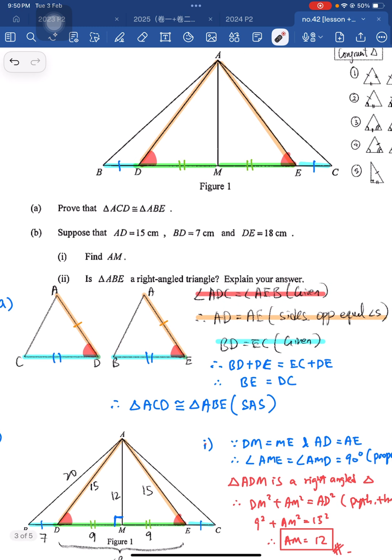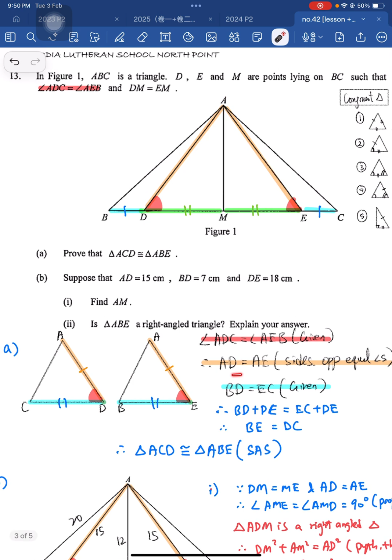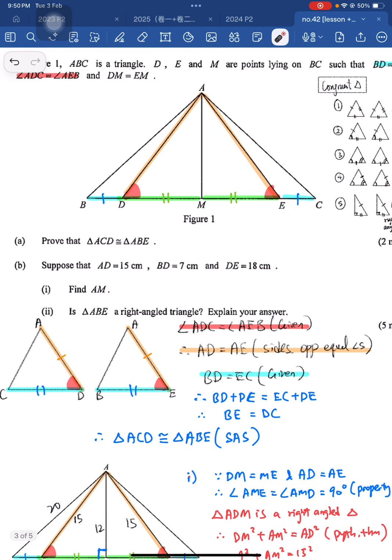After that, in an isosceles triangle, if the base angles are the same, then these 2 sides are going to be the same as well. And we can say that AD is equal to AE. The reason here is sides opposite equal angles. We can label that, highlighted in orange: AD equal to AE. Then the last one can use BD equal to EC, which is given and highlighted in blue.